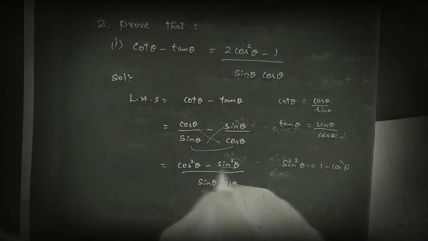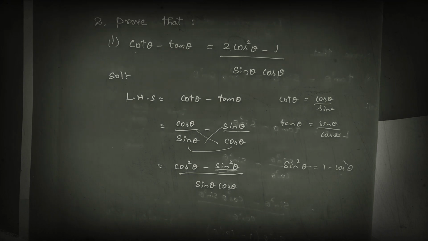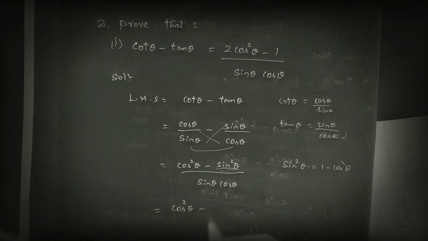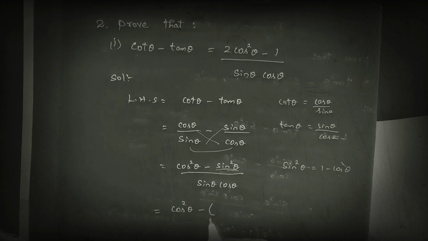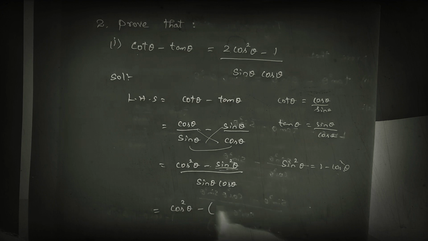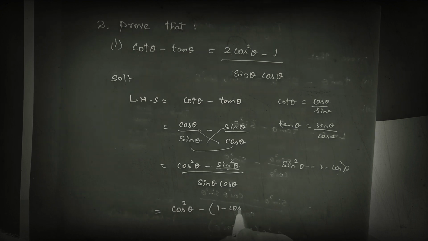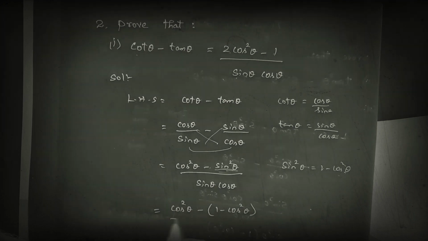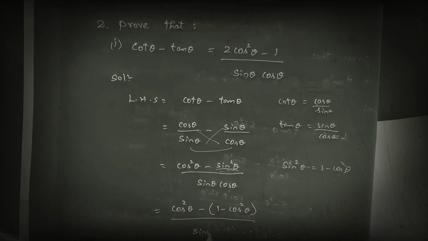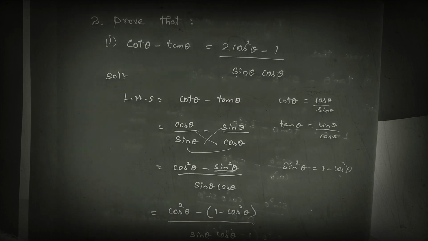So instead of sin square theta, I am going to substitute 1 minus cos square theta. So it is equal to cos square theta minus, we have to open the bracket because there is a minus outside, and here we have two terms. 1 minus cos square theta divided by sin theta into cos theta.